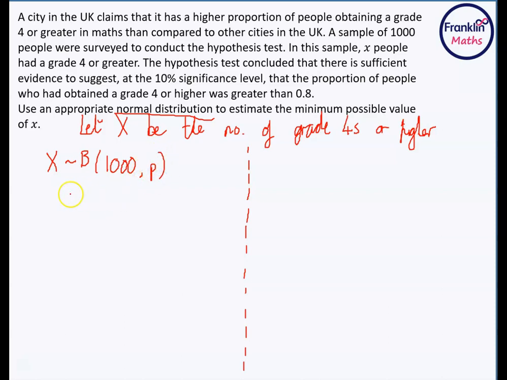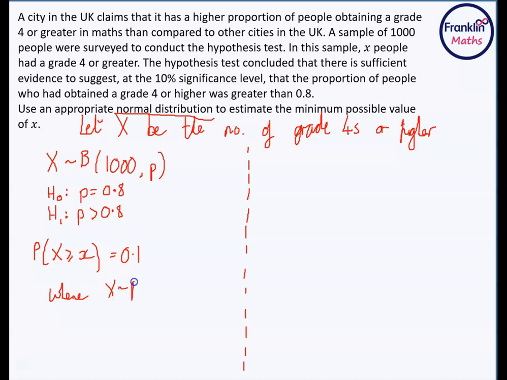Some sort of value of p here. And because of the hypothesis test, we have the null hypothesis here that p is equal to 0.8. That's where the probability is still the same. H1, well, if they're claiming that they've got a higher proportion, it's greater than 0.8. And what we're trying to calculate then is a probability that x is greater than some sort of value is equal to 0.1, which makes this into a sort of critical region question.